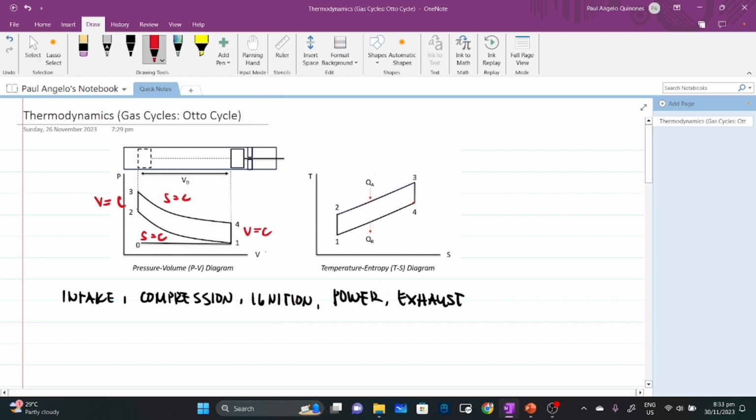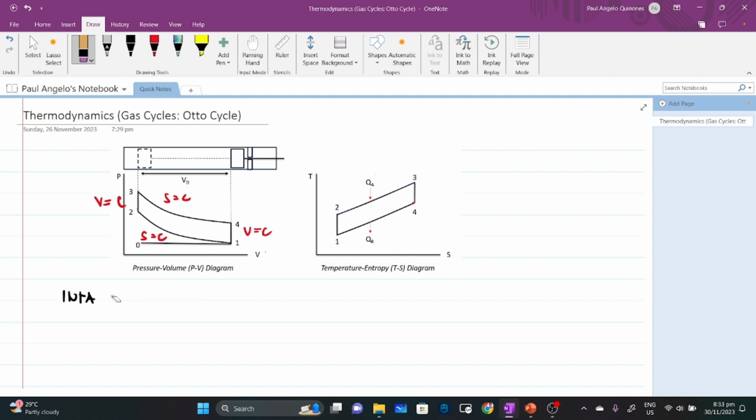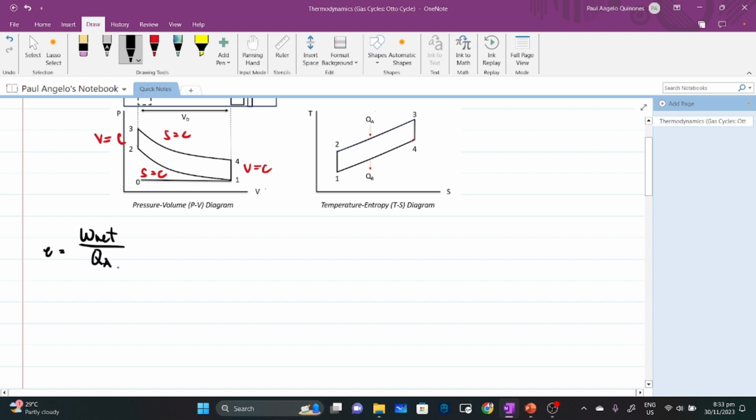Let's start first with efficiency. Okay? Let's erase this one. For all gas cycles, efficiency follows the general equation: the efficiency is equal to the work net over QA. And work net is equal to heat added minus the absolute value of your heat rejected. Because the heat rejected should always be negative, okay? Because it is rejected by your system.